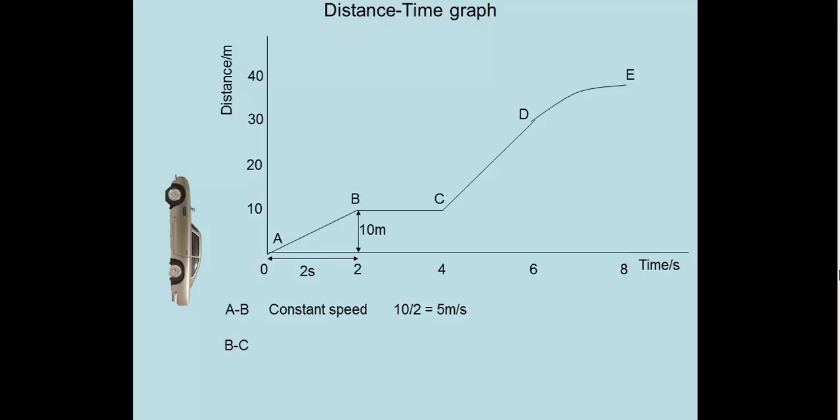From B to C we have a horizontal line. The car's staying at 10 meters, so it's stationary.